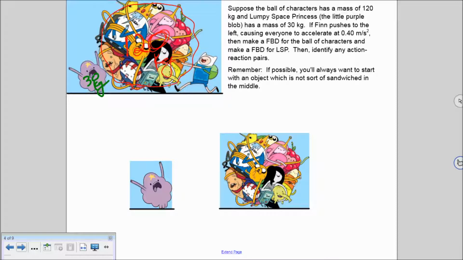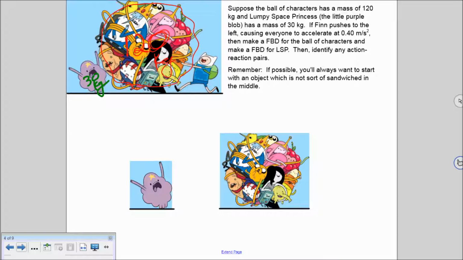We're going to make a free body diagram for the ball of characters and a free body diagram for Lumpy Space Princess, and we're going to identify any action-reaction pairs. Again, we want to pick the object that's not sandwiched in the middle. On this one it doesn't really matter, but it's probably a little easier to start with Lumpy Space Princess. So let's do that.